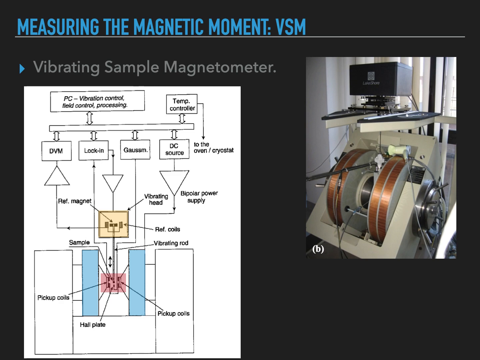The sample is glued in some way at the end of a rod. One edge is attached to the vibrating head. The other edge is left free in the middle of the gap of the magnet, where the sample can vibrate up and down. It vibrates up and down in close proximity to the third component, that are the pickup coils, that are meant to measure the magnetic moment of the sample.